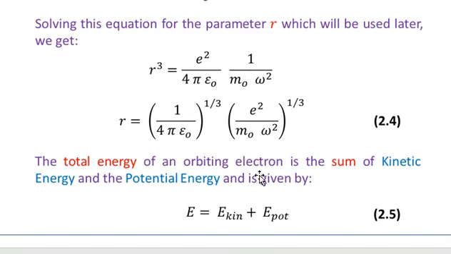The total energy of an orbiting electron is actually the sum of the kinetic energy and the potential energy, and is given by equation number 2.5. That is, E written on the left hand side is the total energy of the electron, which is equal to E kinetic plus E potential. So the sum of these two energies will form the total energy of the electron.